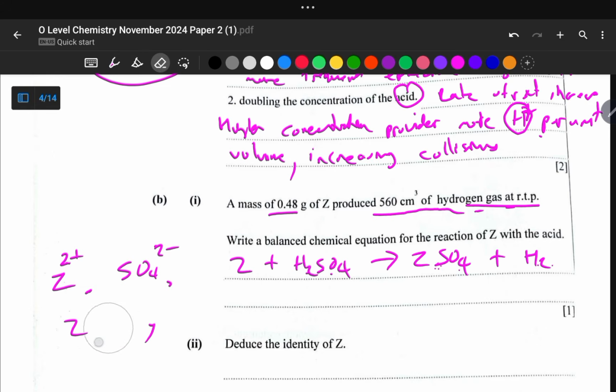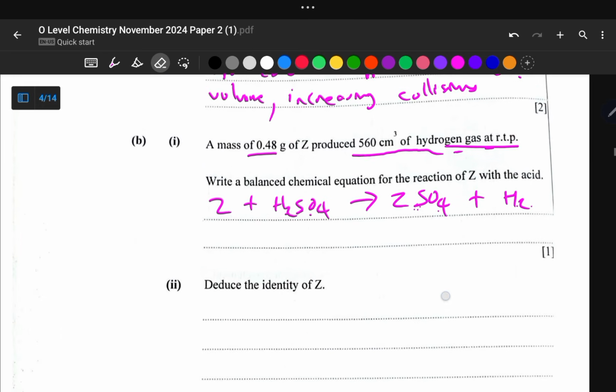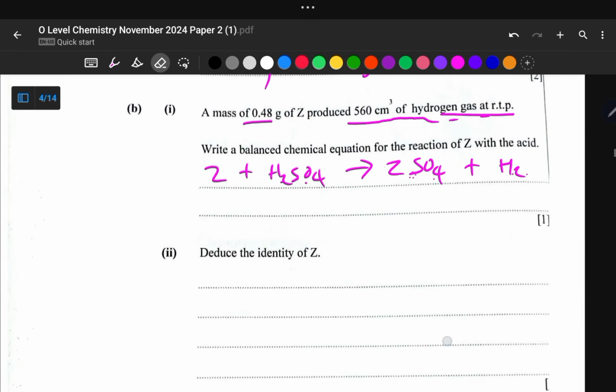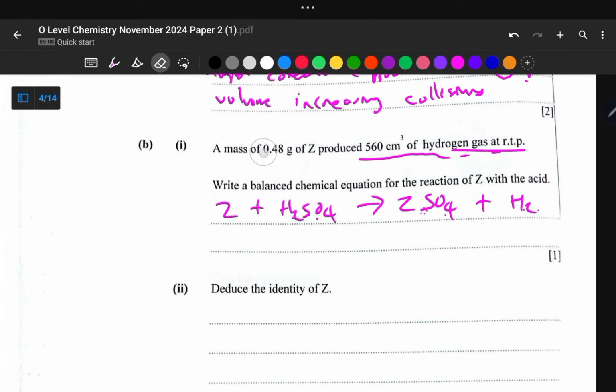So this is the balanced equation, right? And then deduce the identity of Z. So we are required to deduce the identity of Z using this given information. We are given the mass of Z that reacted and the amount of hydrogen that is produced.